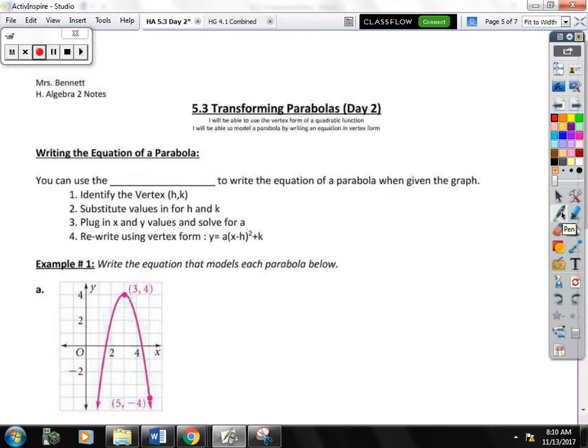Today our big goal is the second objective, which is going to be modeling a parabola by writing an equation in vertex form. And we'll do that using a graph as well as word problems.